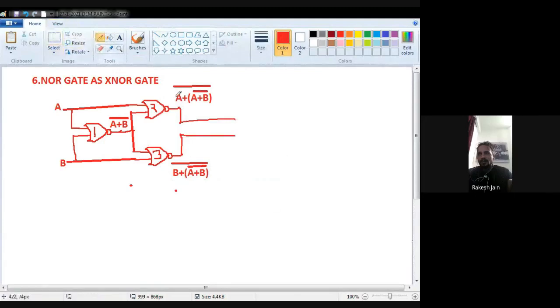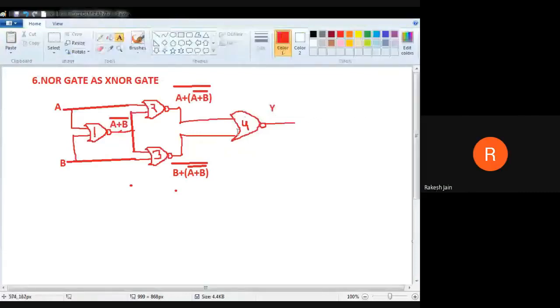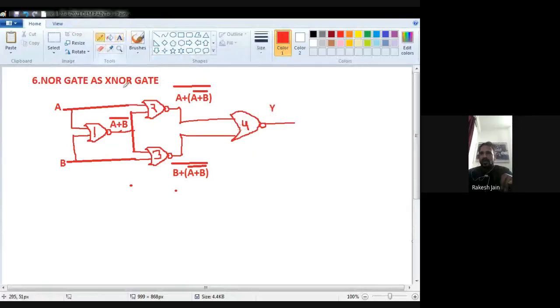Now they will be connected to a final NOR gate. I take a long line so that you will understand. One more NOR gate we use, this one is the fourth NOR gate. Then I will find out the output, which will be equal to the XNOR gate, that is AB plus A bar B bar.